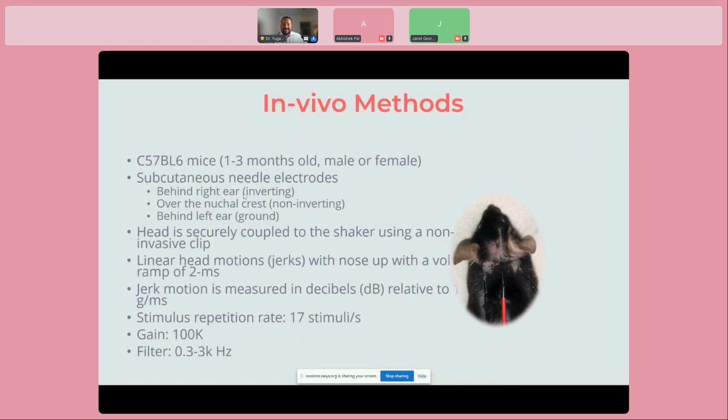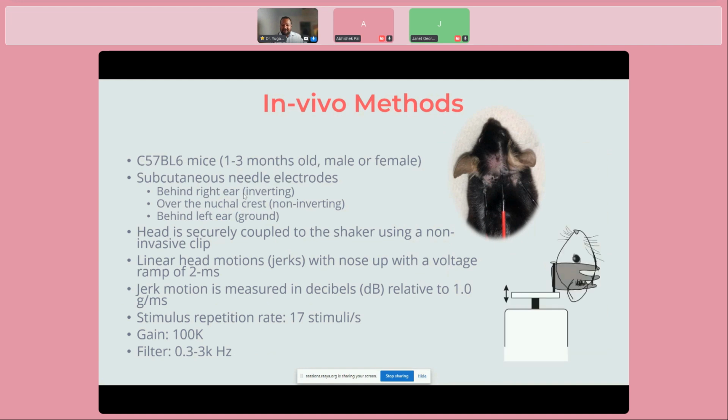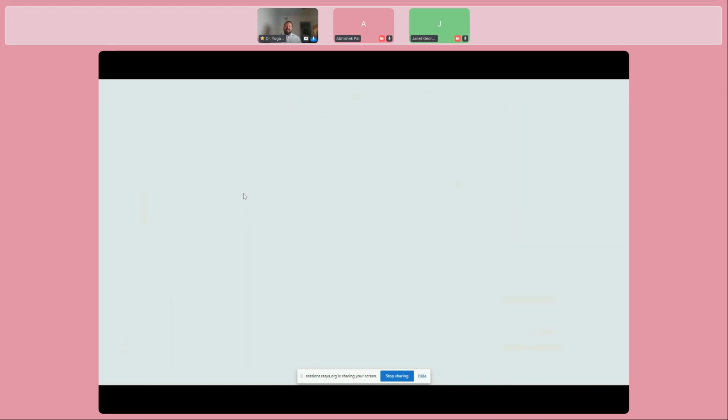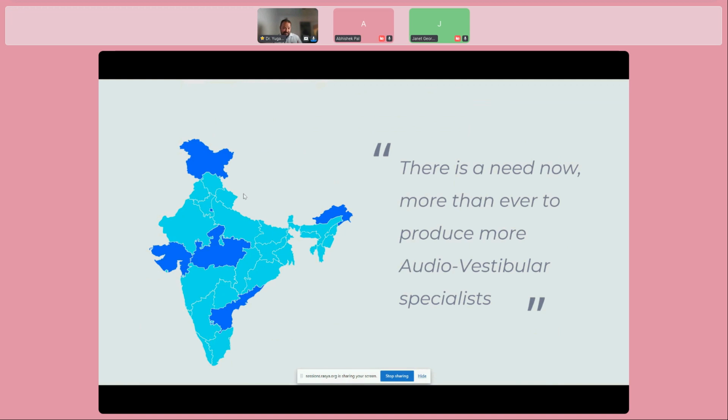Okay, so that being said, that's all I have for this particular course. I hope I gave some insights that could be helpful for us, me being the audiologist, in understanding how much we are in need of the vestibular specialization. So I always say that there is a need now more than ever to produce more audio vestibular specialists.